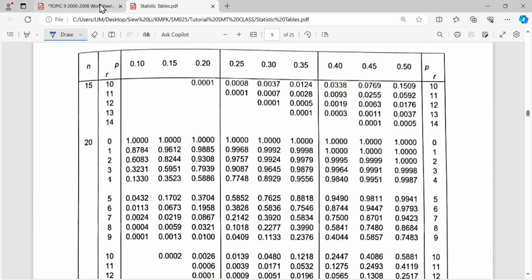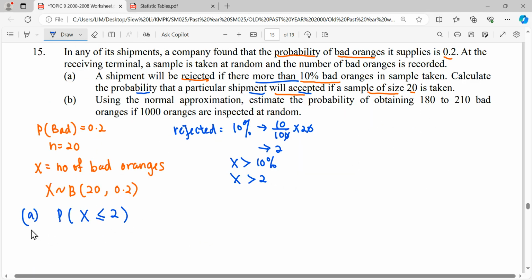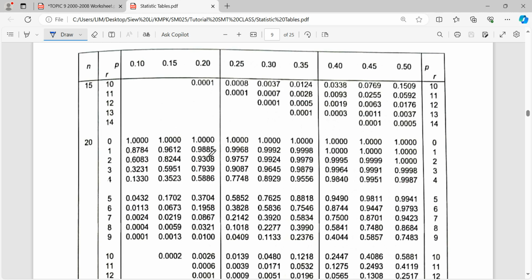So it will be in this table. To get less than or equal to, we need to read from the table using the more than or equal sign. So 1 minus probability X more than or equal to 3. Since we need the equal to 2 from the question, we will minus the numbers that are not needed in the question, starting from 3. So the reading for 3 will be 0.7939.